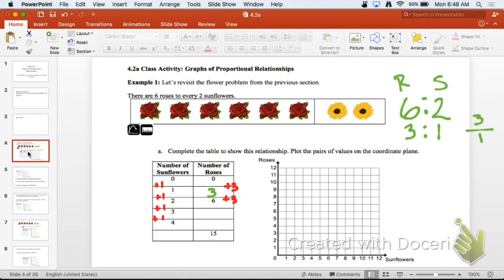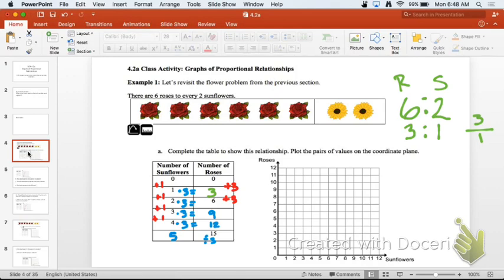Alright, what else do I see? Well, I see that 1 times 3 will get me 3. 2 times 3 will get me 6. So if I keep that pattern up, 3 times 3 will get me 9, and 4 times 3 will get me 12. But that last one is 15. The 15 is in the roses side. So what do I need to do? Well, I need to do the opposite of multiplication. Opposite of multiplication is divide. So I'm going to divide by 3, and that gives me 5.